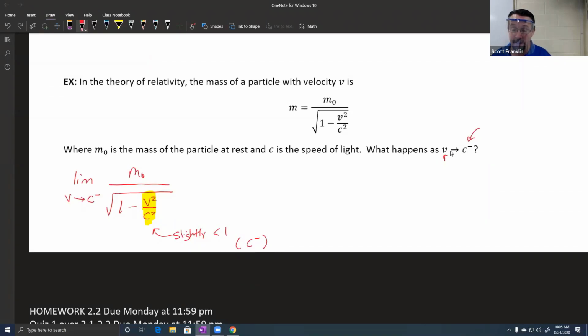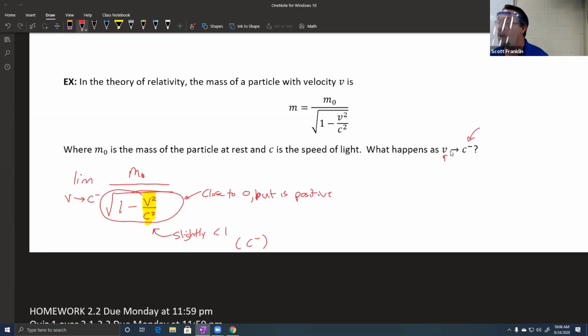And on bottom, if you take 1 minus something slightly smaller than 1, then is that positive or negative? Positive, right? It's positive. But it's getting smaller and smaller because 1 minus something smaller than it but close to it is getting closer and closer to 0, right? So now this whole thing right here is getting close to 0, but is positive.